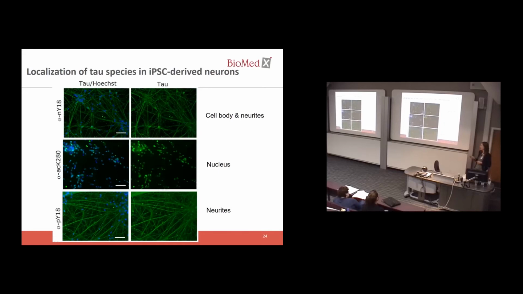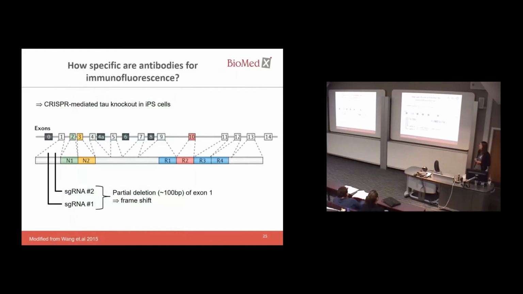But how specific is this? So we decided, okay, we are dedicated to this validation business now. We need to make a knockout. And we generated CRISPR knockout in our iPS cells by using 2 guide RNAs that would cut out a part of exon 1.